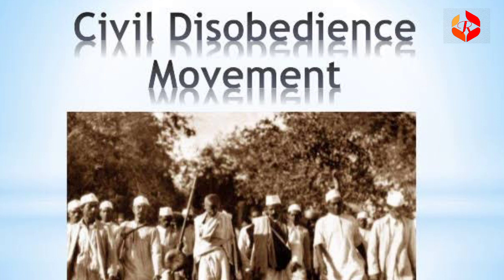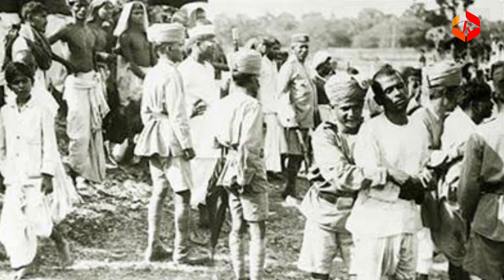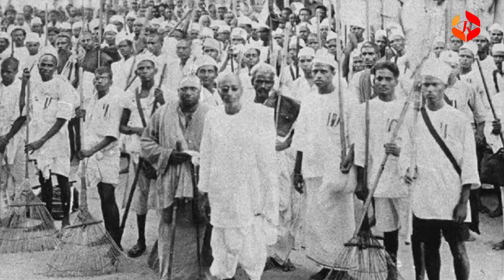Now in the civil disobedience movement, Gandhiji started a march from the Sabarmati Ashram to Dandi. It's also called the Dandi March, just to break the salt law which was imposed by the Britishers. It's a type of satyagraha by breaking the salt law. So in my next video, students, I will also make you understand what the salt law was and why Gandhiji decided to break it.